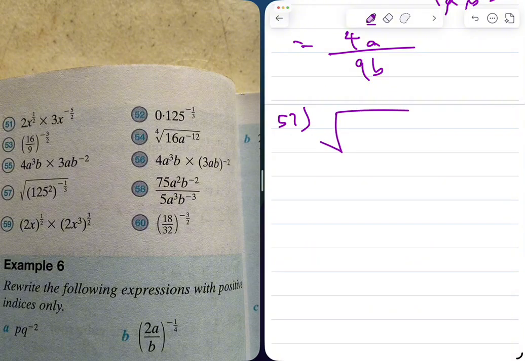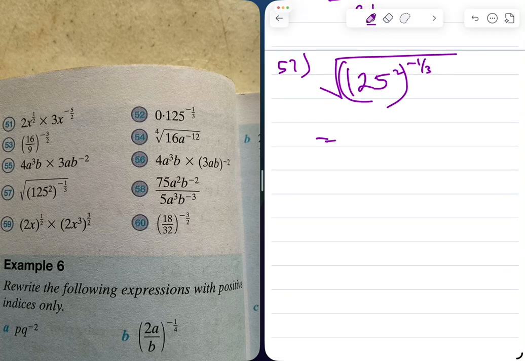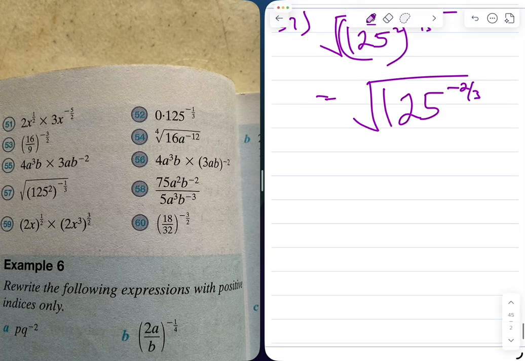that's the square root of 125 square raised to the power minus 1 over 3. The square root of 125 square raised to the power minus 1 over 3. And that's the same as the square root of 125 raised to the power minus 2 over 3. That's just 2 times minus 1 over 3. That's minus 2 over 3.